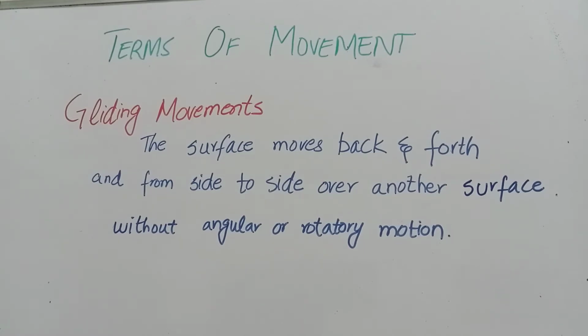As we said, there are two flat surfaces. They only move back and forth or side to side. There is no change in the angle. So this is the simplest form of movement.